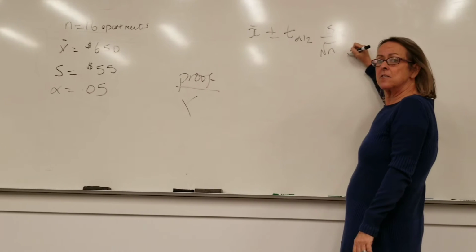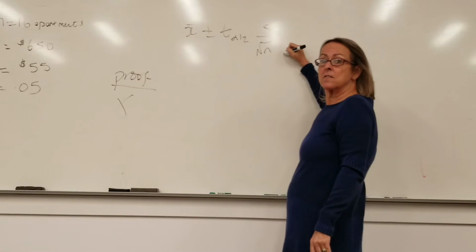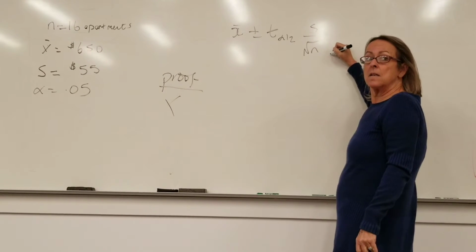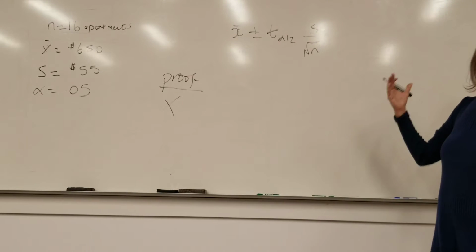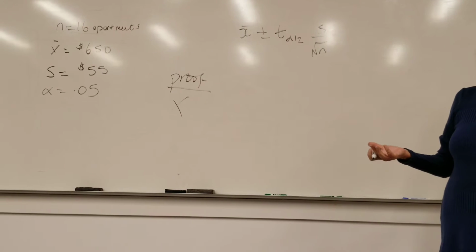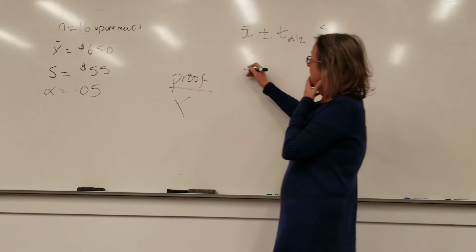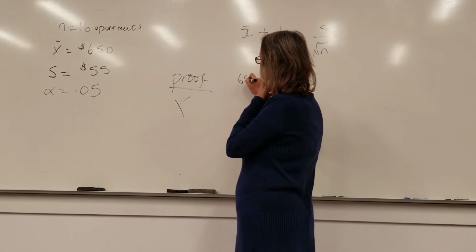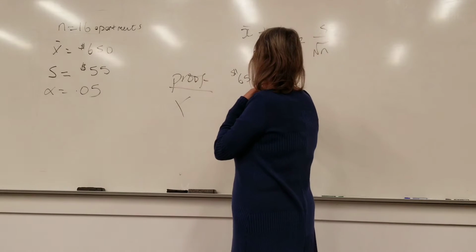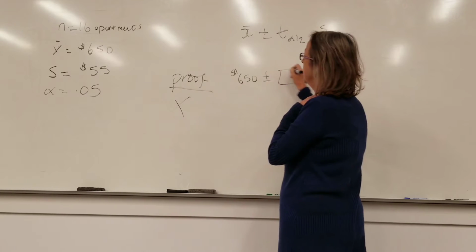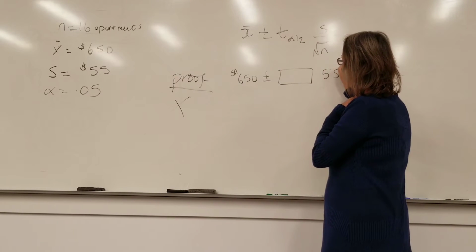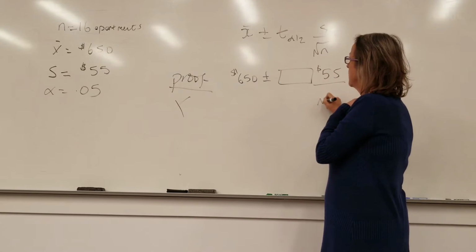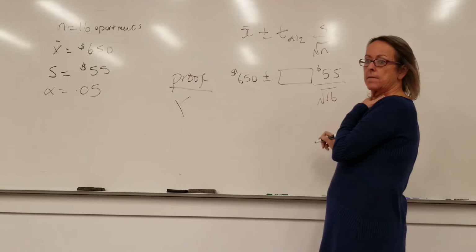Do I get to use the finite correction factor? You don't have the big N. I don't even have a big N, so I couldn't fill it in, even if I wanted to. Okay, so the x bar is 650, plus and minus, we'll look this up in a minute, and this is $55 over the square root of 16. Yes?